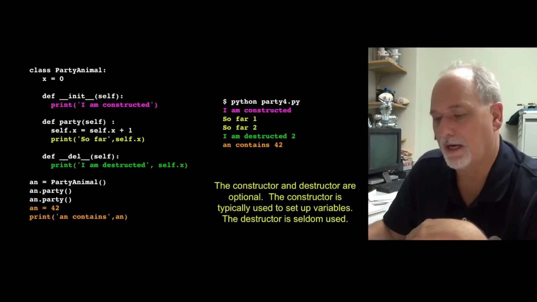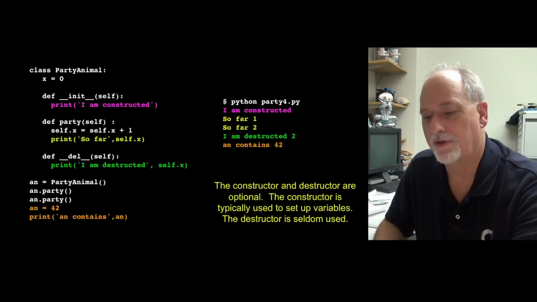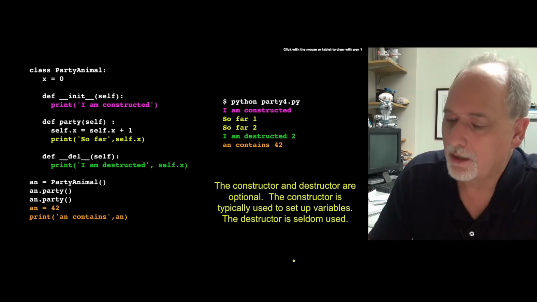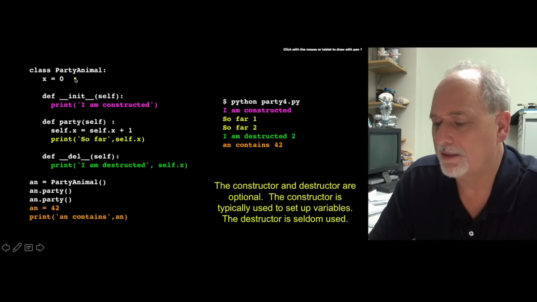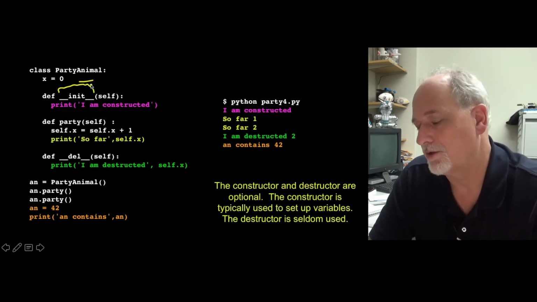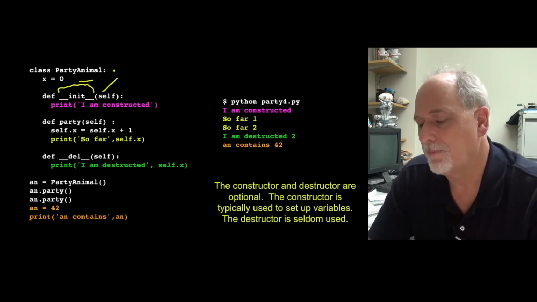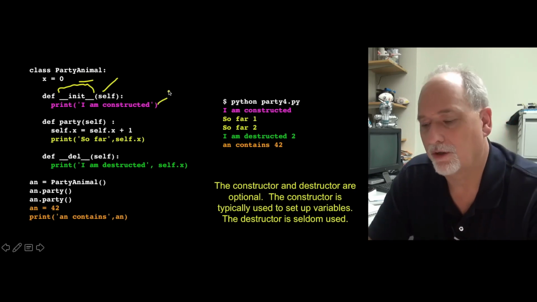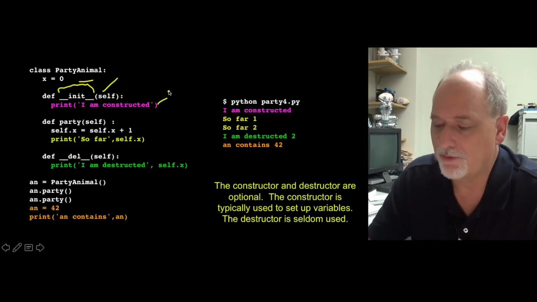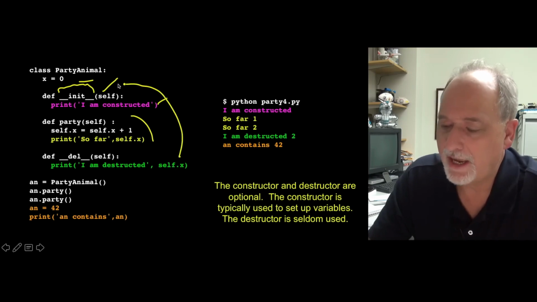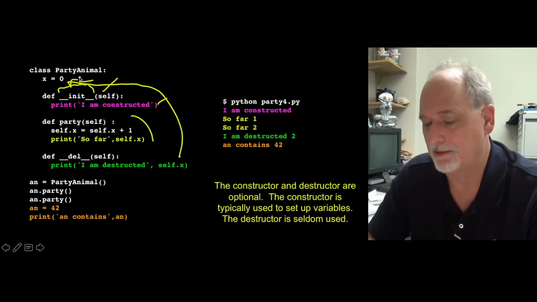So here's a bit of code that we've got. It's our party animal, and a lot of it is the same as what we've been doing so far. So we have this variable x, and the constructor has a special name, __init__. Again, we pass in the instance of the object, self. And in this one, all we're going to do is print out that you're constructed. And here's this code that we've had before. And now we have __del__, and then we pass in self. And we'll just print out that we're being destructed and what the current value of x is for that particular instance.